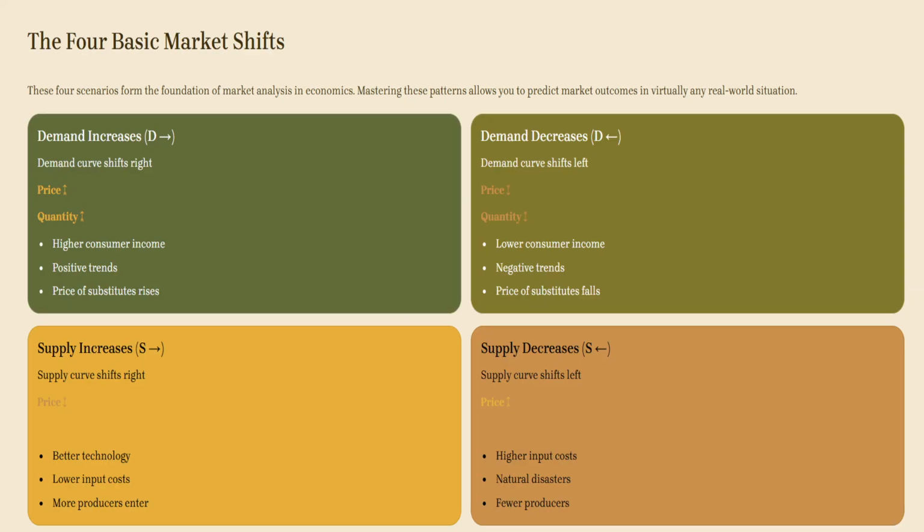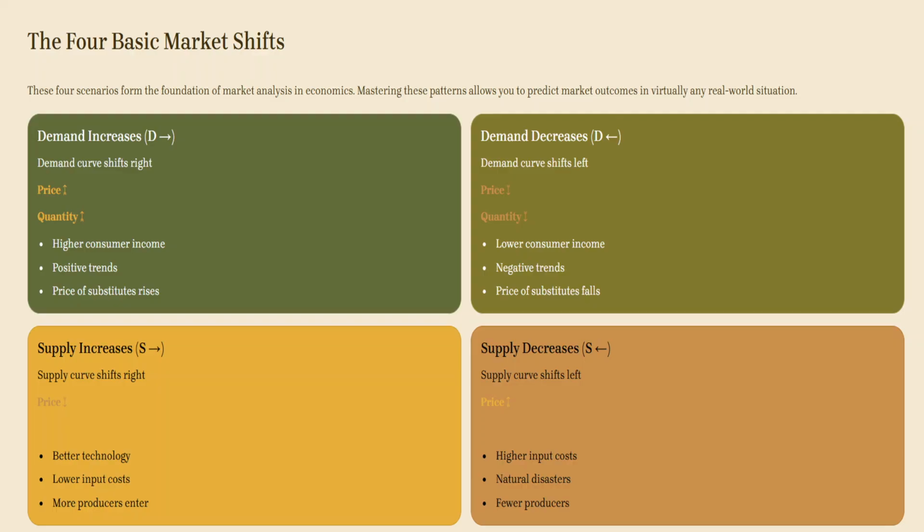There are 4 basic changes you must know perfectly. We have just done 2 of them. Let's summarize all 4. Demand increases, shifts right. Price increases, quantity increases. Our ice cream example. Demand decreases, shifts left. Price decreases, quantity decreases. For example, a health scare about a product.